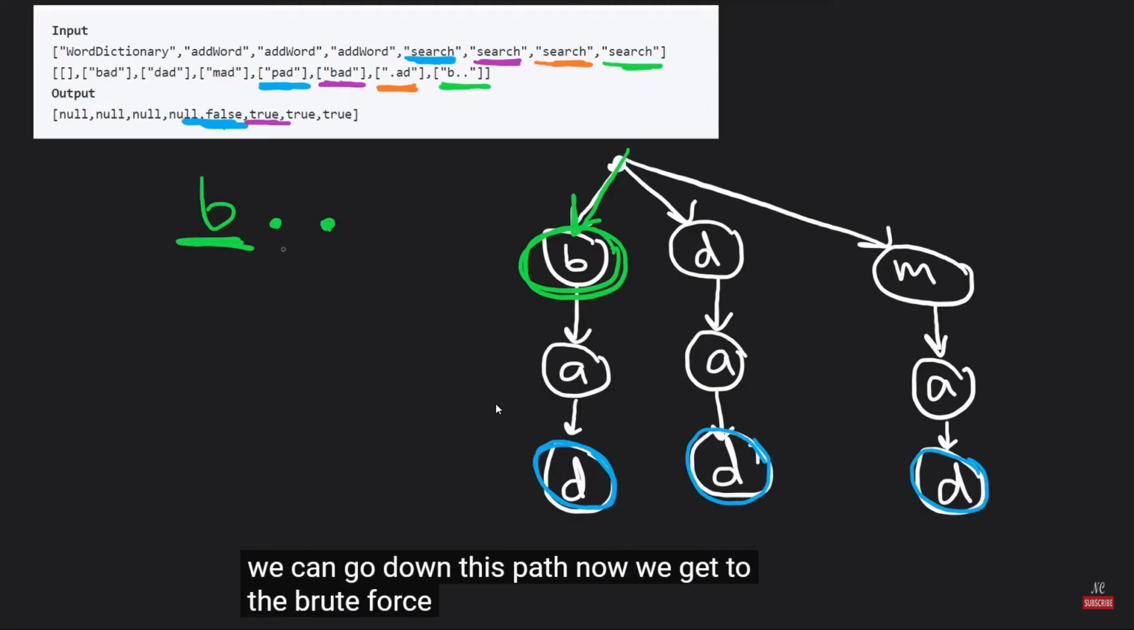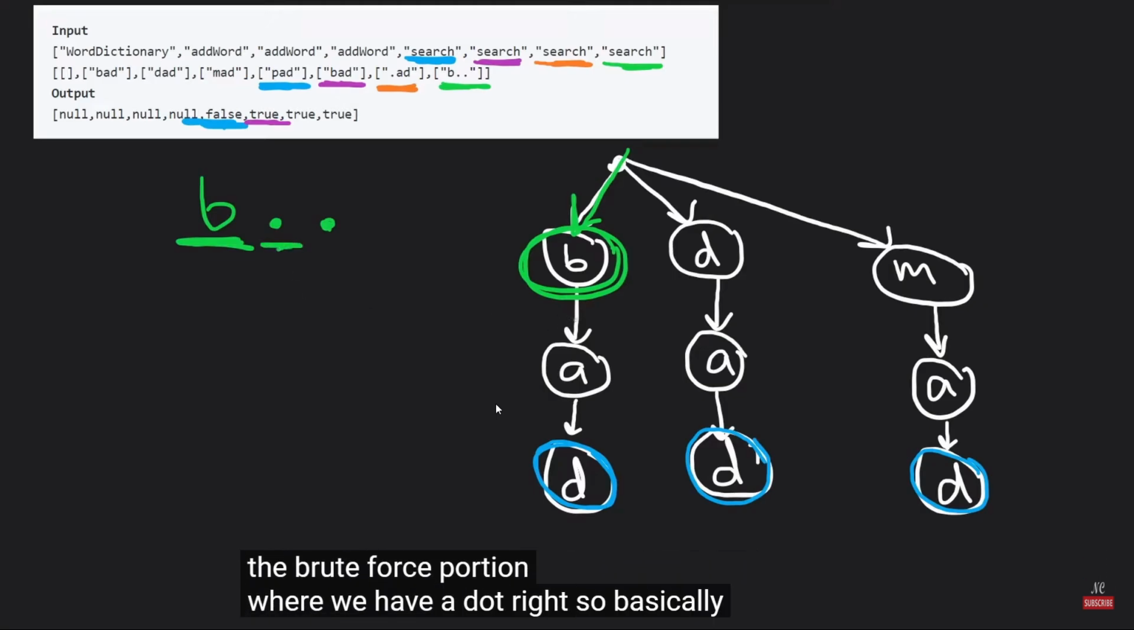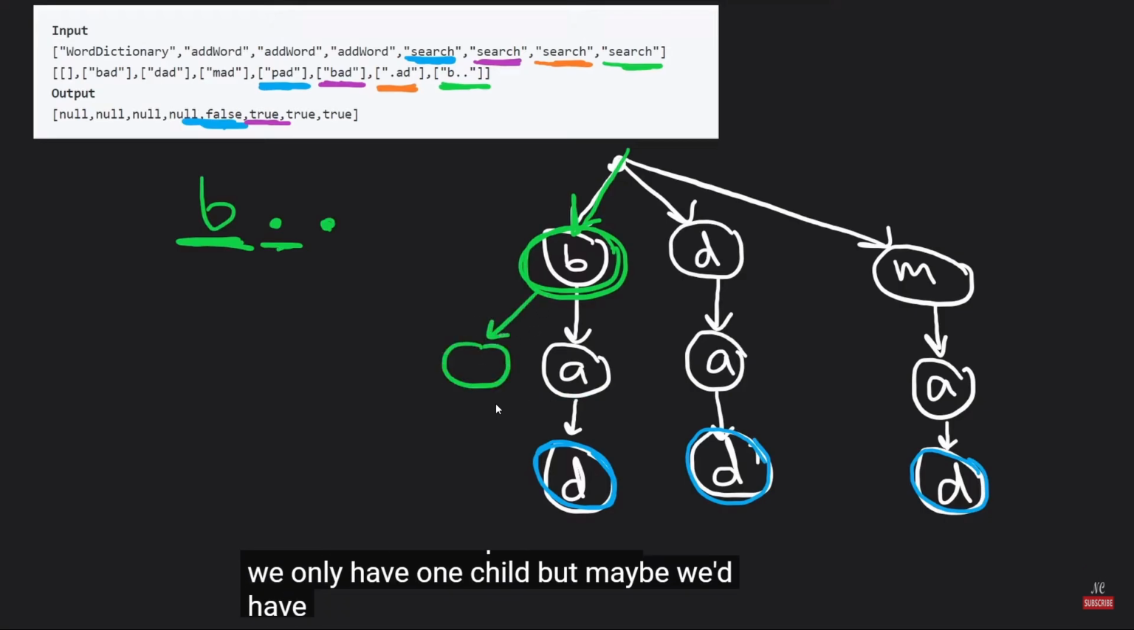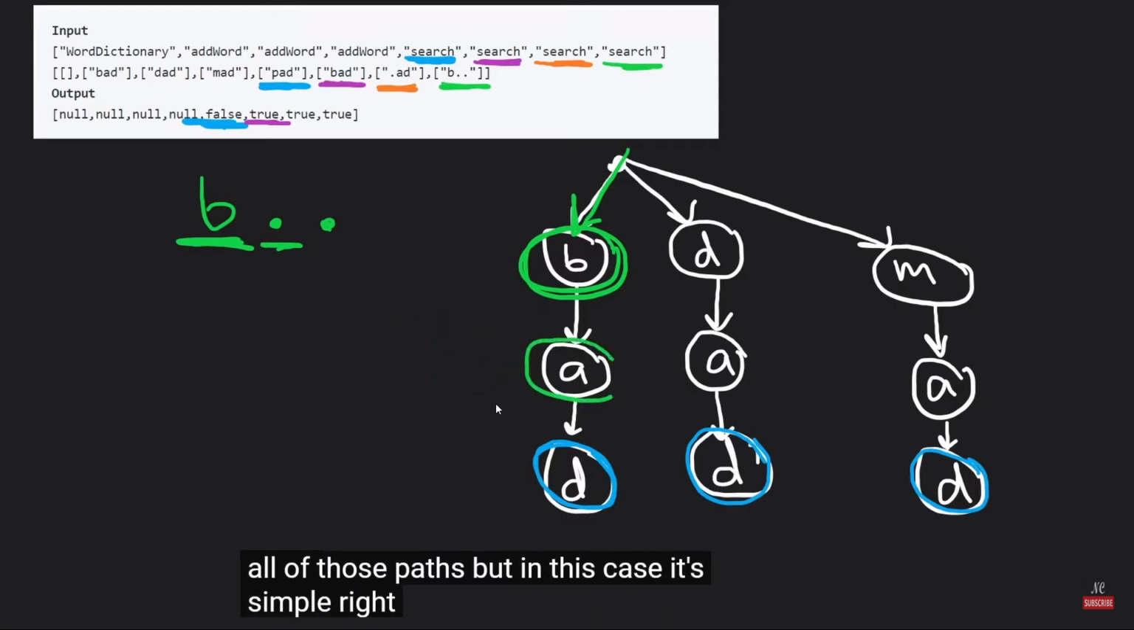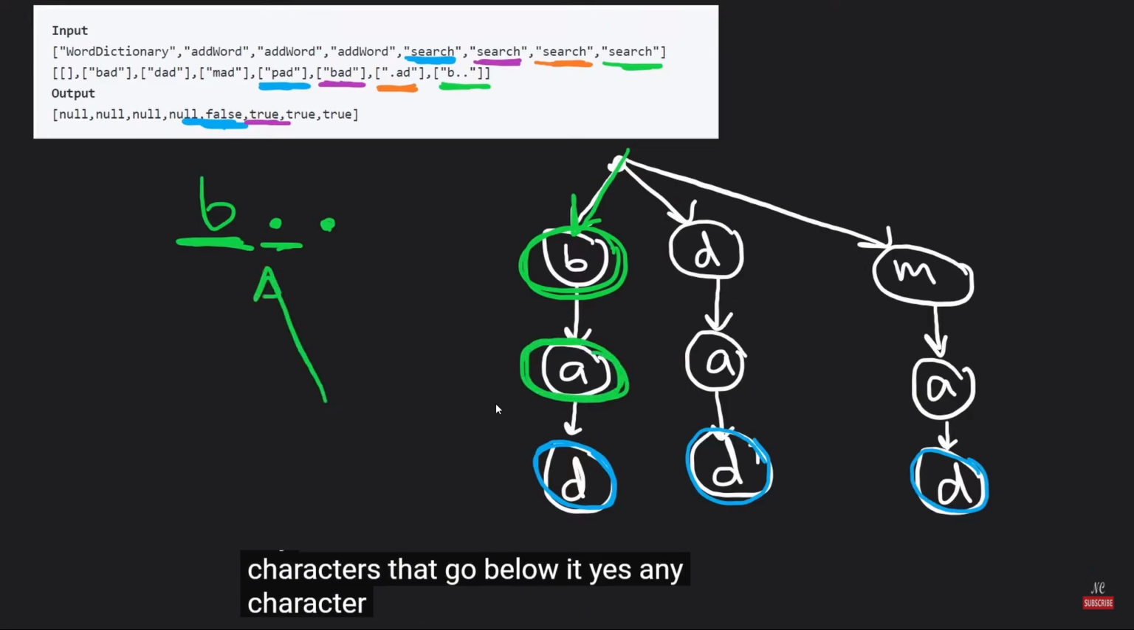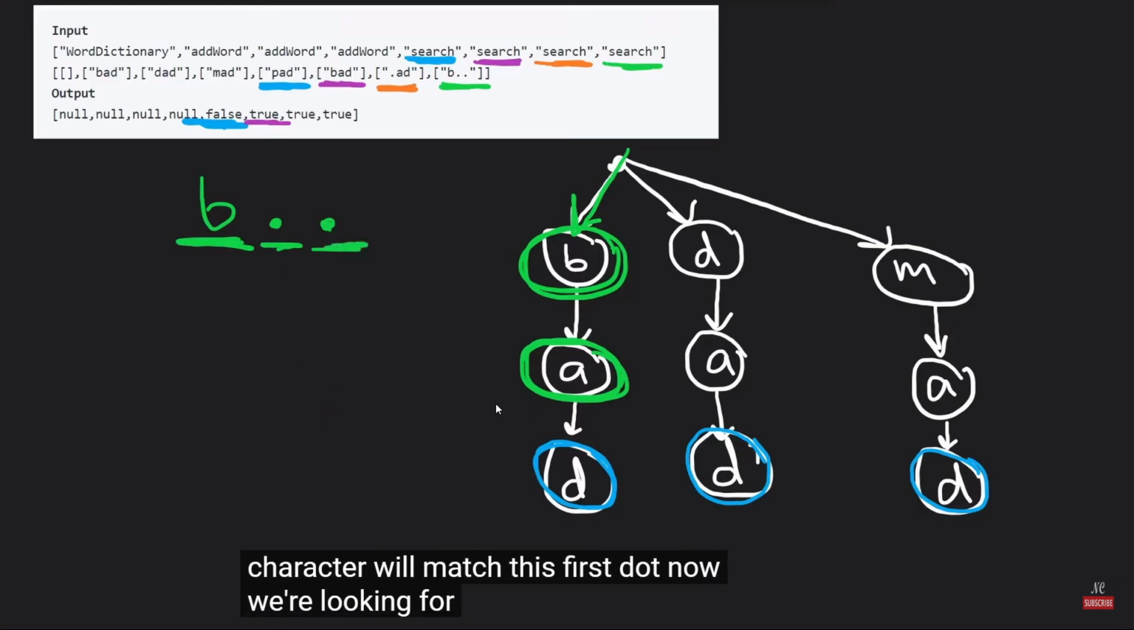Now we get to the brute force portion where we have a dot, right? So basically, in this case, it's simple because we only have one child, but maybe we'd have multiple, and then we'd have to go down all of those paths. But in this case, it's simple, right? Let's just check, do we have any characters that go below it? Yes, any character will match this first dot. Now we're looking for another second dot. Do we have any characters that match it?